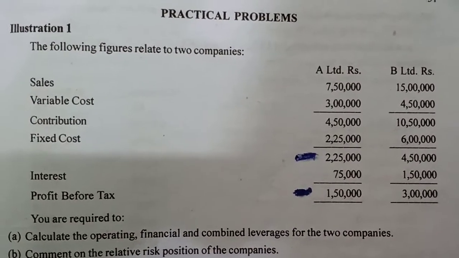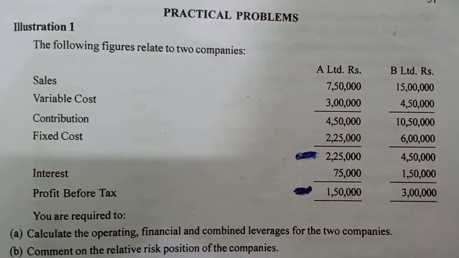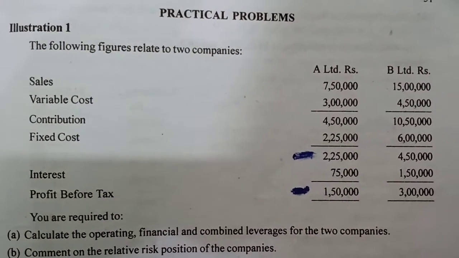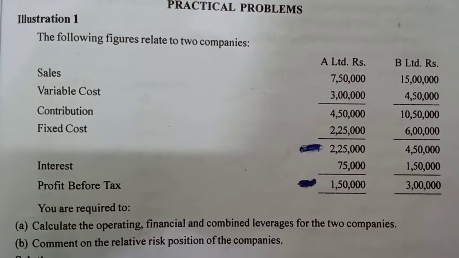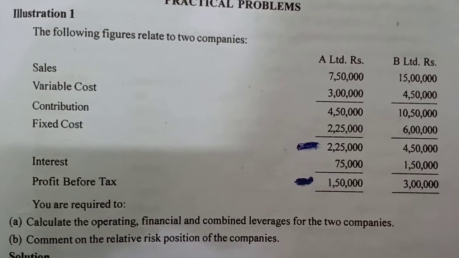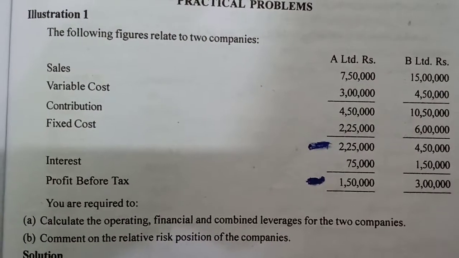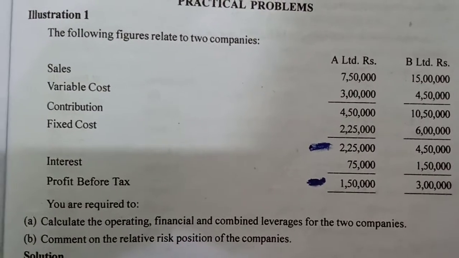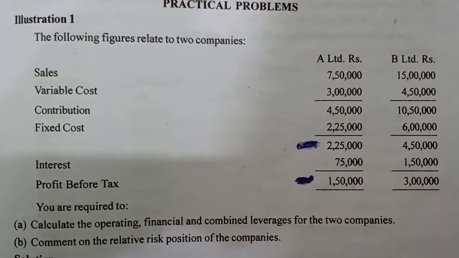EBIT is not given there, but EBIT is the difference between contribution and fixed cost: 2 lakh 25,000 and 4 lakh 50,000. Interest is given as 75,000 and 1 lakh 50,000. Profit before tax, that is EBT, earnings before tax: 1 lakh 50,000 and 3 lakh. You are required to calculate the operating, financial, and combined leverages for the two companies and comment on the relative risk position of the companies. Let us see how to solve this problem.